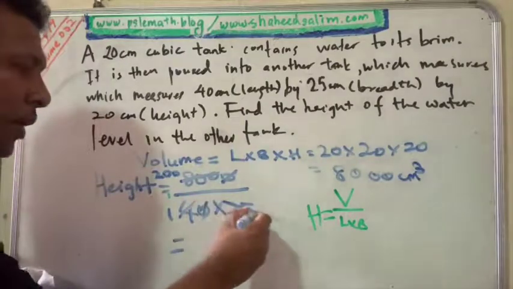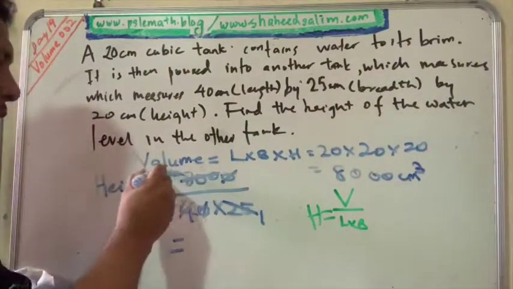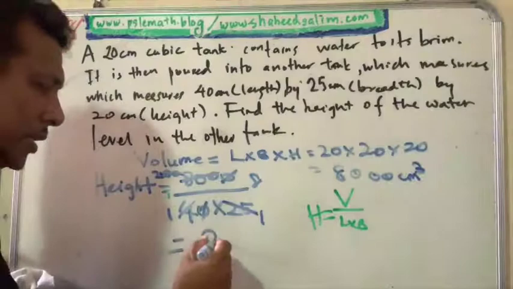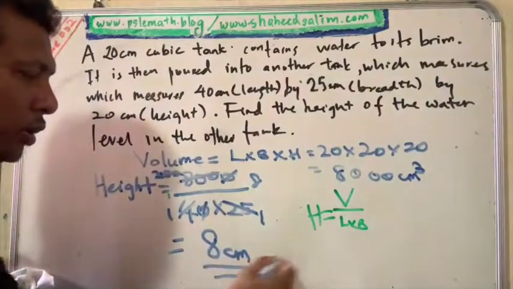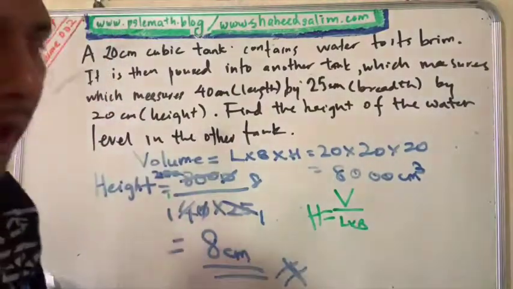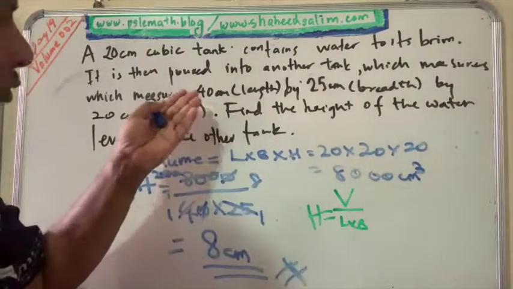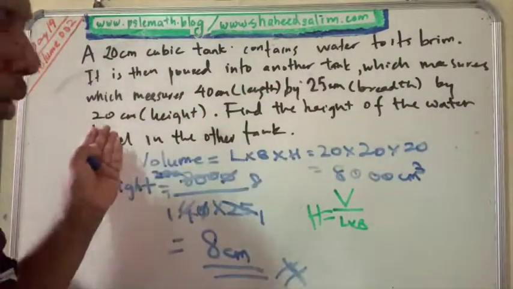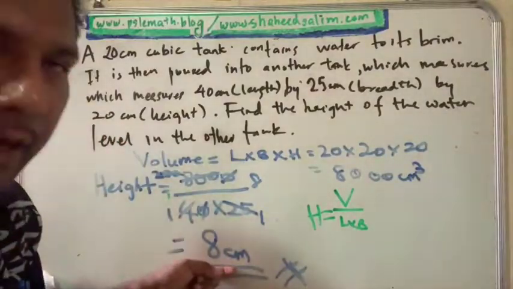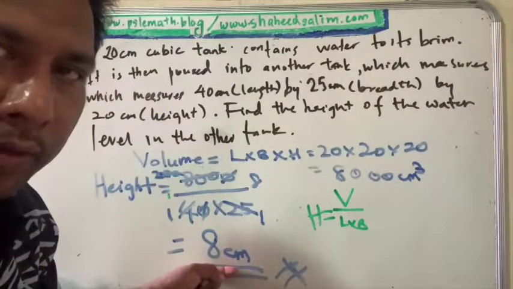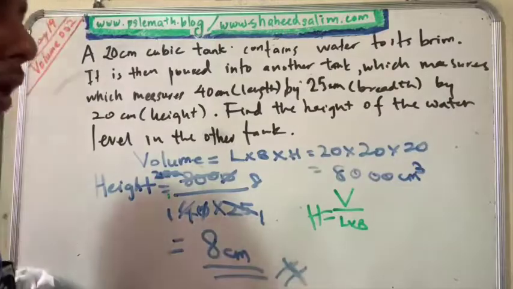And you can divide this by 25. You get 1, and 25 divided by 25... you get 8. So the answer is 8 cm. The new height, or the height of the water in the other tank, which measures 40 cm by 25 cm by 20 cm, is 8 cm. The height of the water in the new tank is 8 cm.